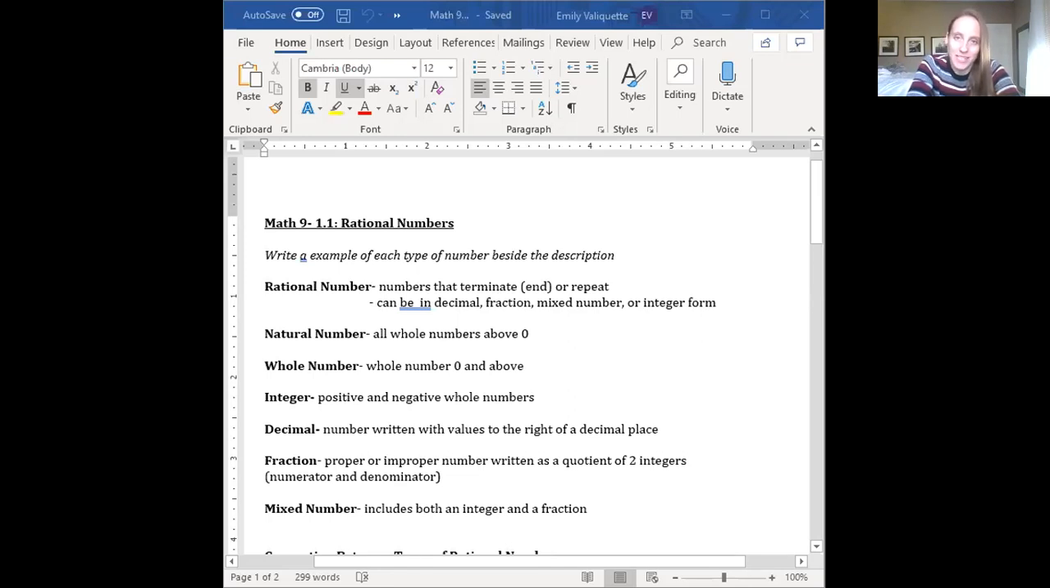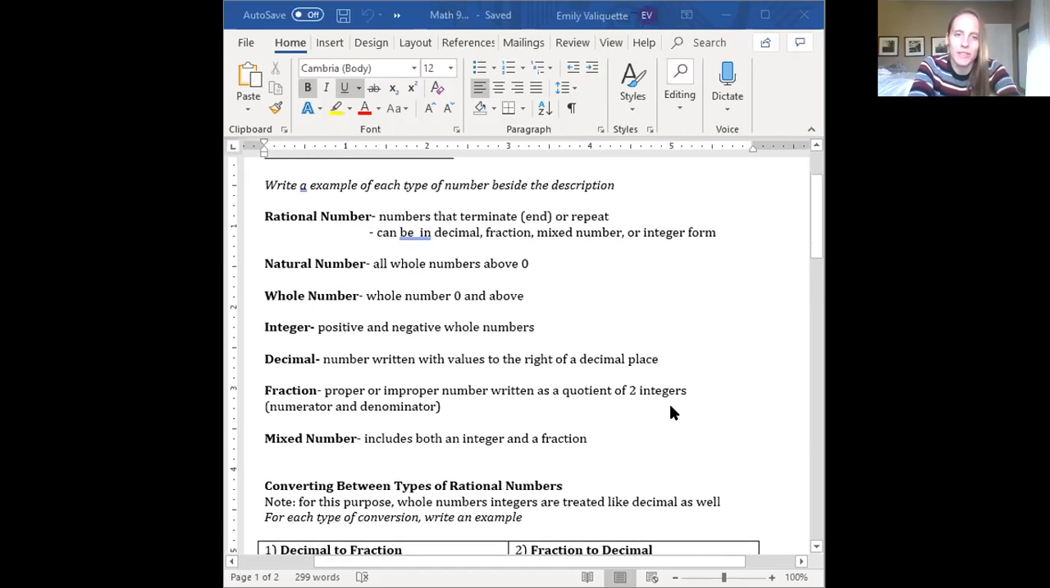Rational numbers can be decimals, like what I just gave you examples of. They can be fractions, like 1/4 or 2/3. They could be mixed numbers, or they could be integers. So they can be both positive and negative. A natural number are all whole numbers above 0. So 1, 2, 3, 4, 5, and so on. A whole number is all of those numbers that I just listed, including 0. So the only difference between a natural number and a whole number is that a natural number doesn't include 0 and whole numbers do.